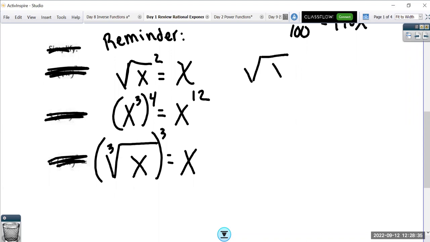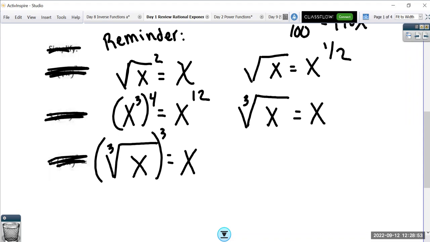I know that the square root of x is the same as x to the 1/2. And similarly, the cube root of x is the same as x to the 1/3.